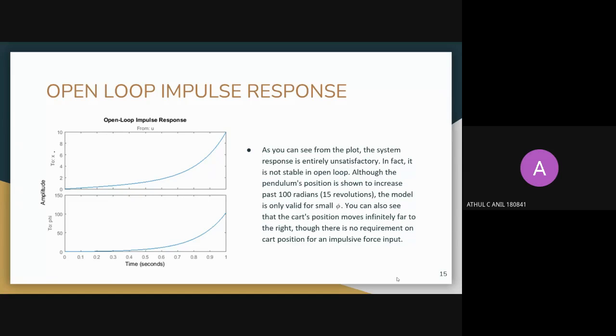So we need to design some sort of control to improve the response of the system. Here we are using three controllers: PID, root locus, and frequency response. Now Emil will continue with the controllers.